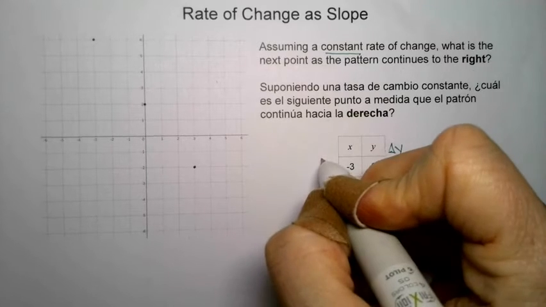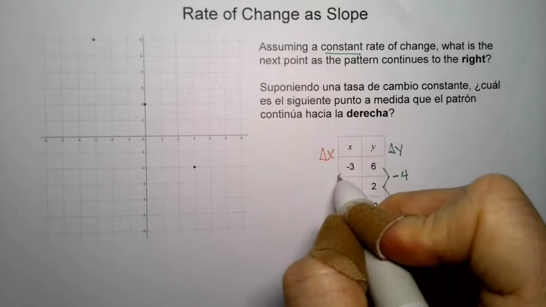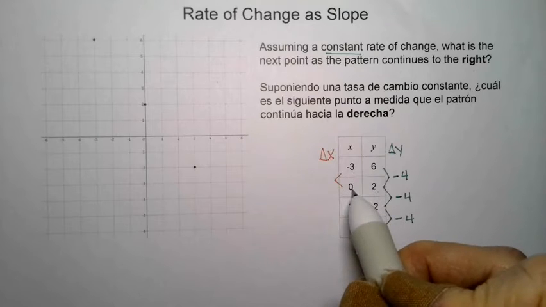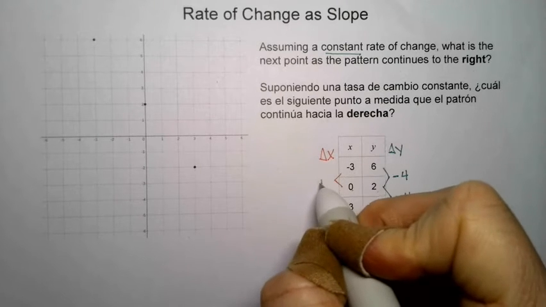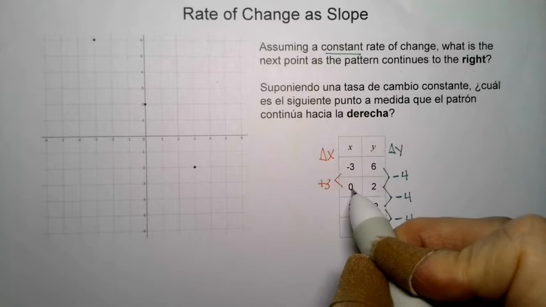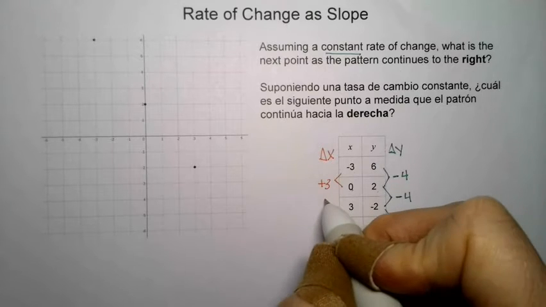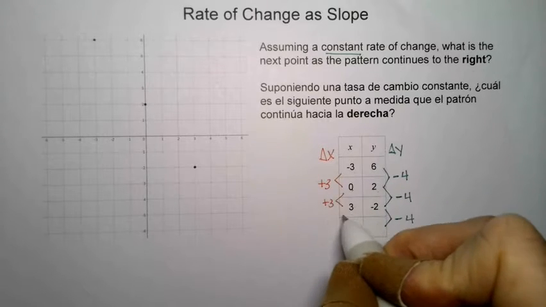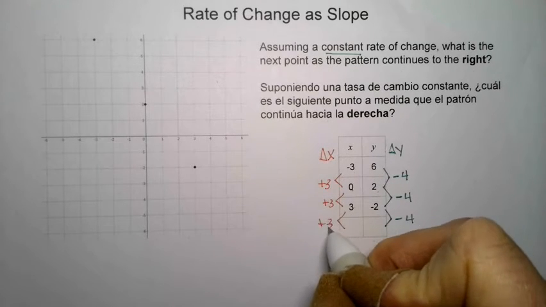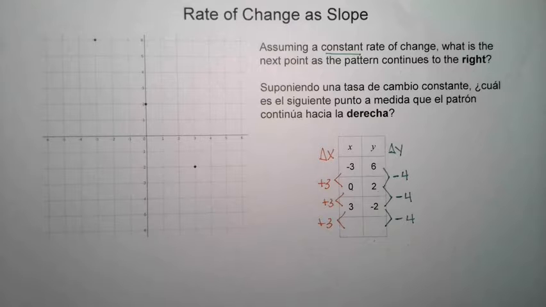To look at our change in x, from -3 to 0 is increasing by 3. From 0 to 3 is also increasing by 3. And we can assume, because of the constant rate of change, that we are increasing.